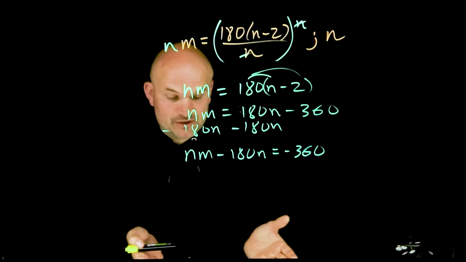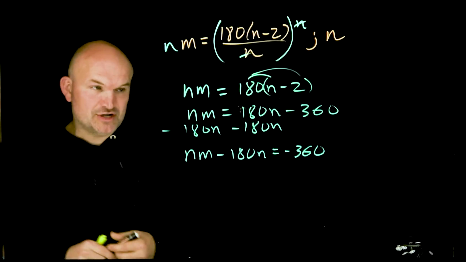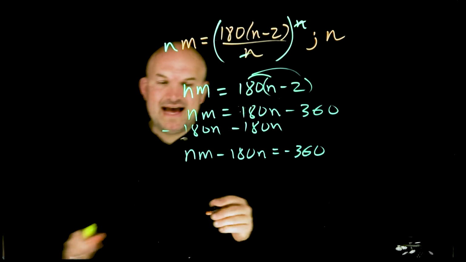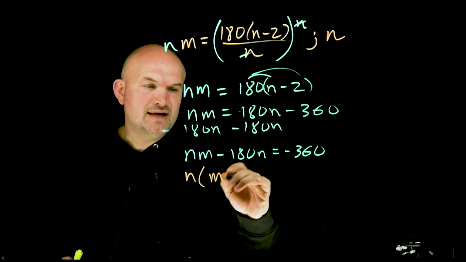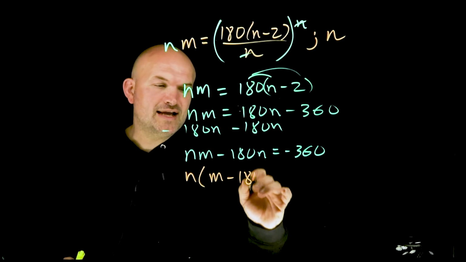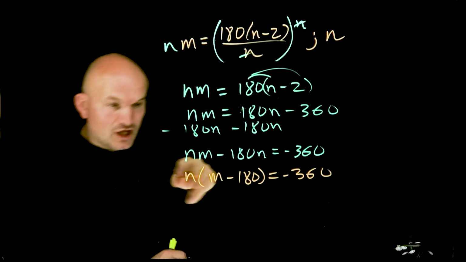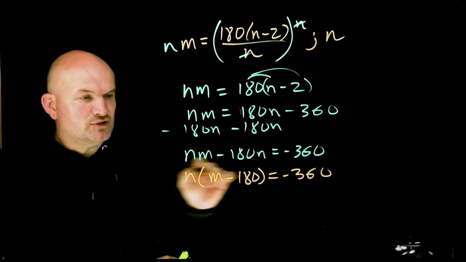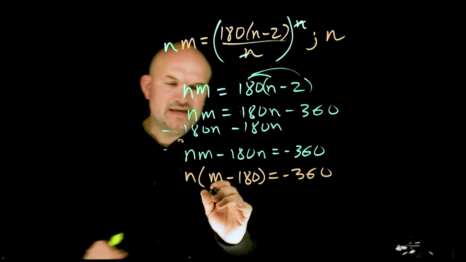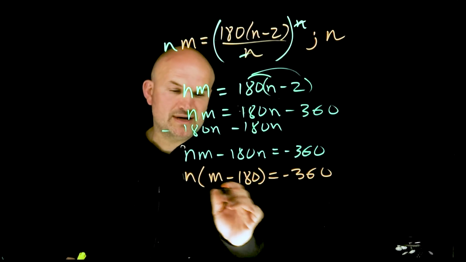So what I'm going to have to do is actually factor out the common term. Since they both have a common term of n, I can now factor that out, and that's going to leave me now with the expression m minus 180. Now, all I simply need to do to be able to solve for n is divide, or undo this multiplication of the m minus 180. So to do that, I'll simply just divide by m minus 180.